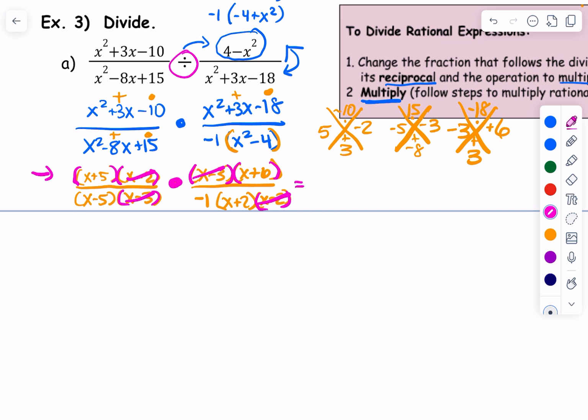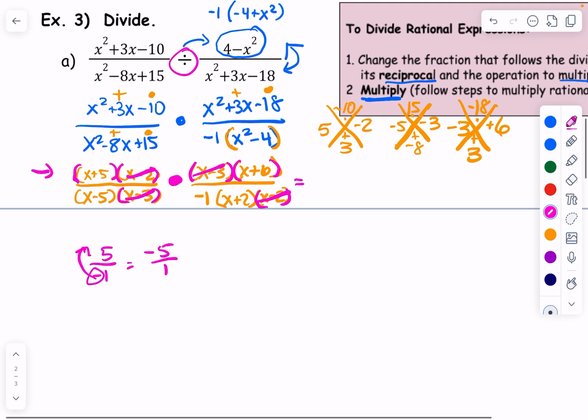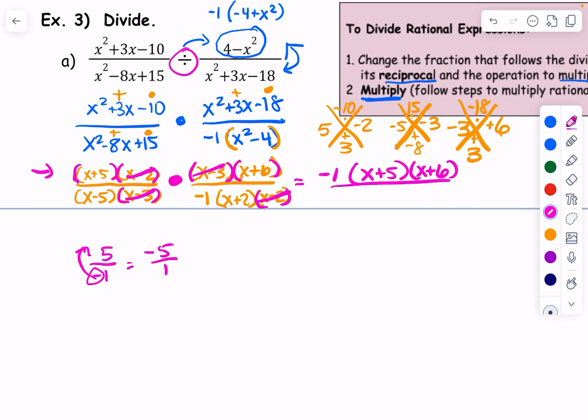Now, when we have a negative 1, if I have 5 over negative 1, that's the same as negative 5 over 1. I can just take that negative and move it to the top. I'm going to do the same thing with this negative one just because it's a little bit easier to see. And I have an x plus 5 left, an x plus 6 left, and an x minus 5 left. And I have this negative I moved to the top. And then this is x plus 2.